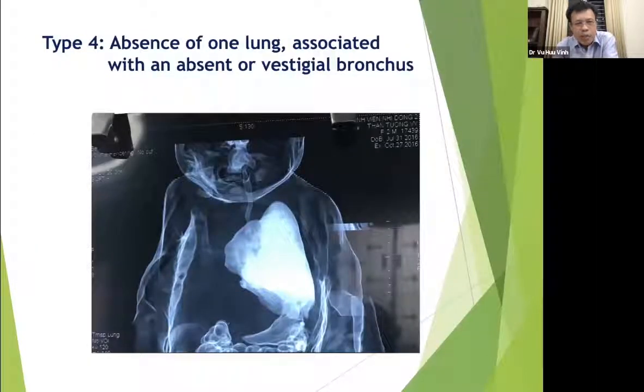Type number 4 is not related to the lung; it's about the bronchus, because the previous speaker talked about congenital lung disease, but I'm talking about the trachea only. Because the child has only a single lung, he or she also has only a single bronchus. The other bronchus you may see only as a vestigial remnant, or maybe nothing. In this child, there is a left lung, and the trachea and bronchus come to that lung, and you can see nothing on the right side.